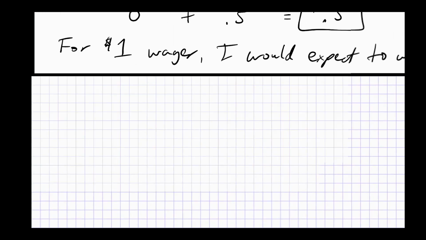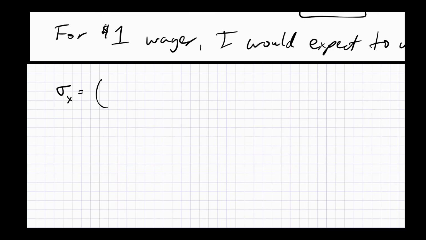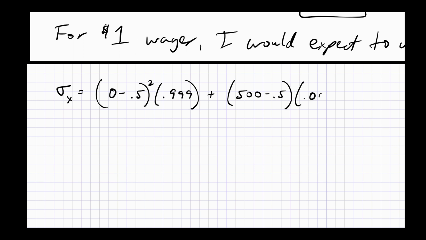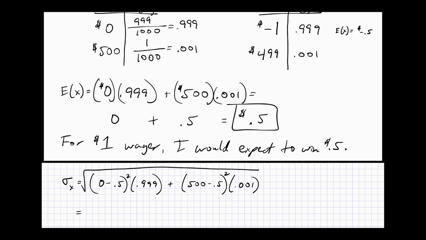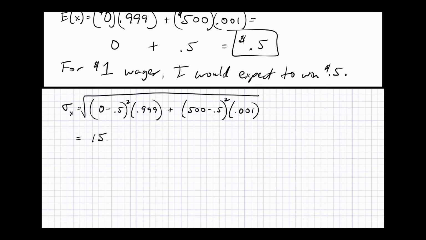Okay, standard deviation real quick. Let's do standard deviation. You guys already have the number if you already put it into the calculator, but where does the number come from? So the first one is 0 minus 0.5 squared times 0.999 plus 500 minus 0.5 squared times 0.001. And then we want to find the square root of that. So when you do that, what do you get? Those of you that put it in L1 and L2? 15.803.